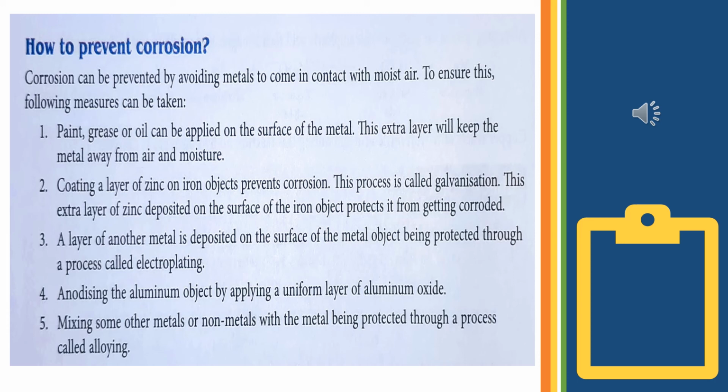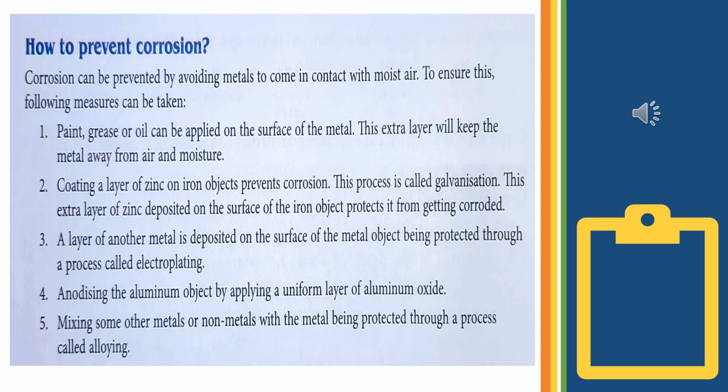So how to prevent rusting, or how to prevent this corrosion? Corrosion can be prevented by avoiding metals to come in contact with moist air. Now in the atmosphere you can't ask the atmosphere to please stop sending moist air near my metal. So what you have to do, you have to ensure this. What we do generally is paint, grease or apply oil on the surface of the metal. This extra layer will keep the metal away from air and moisture.